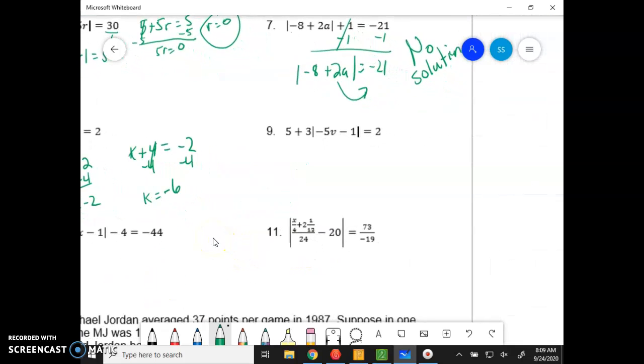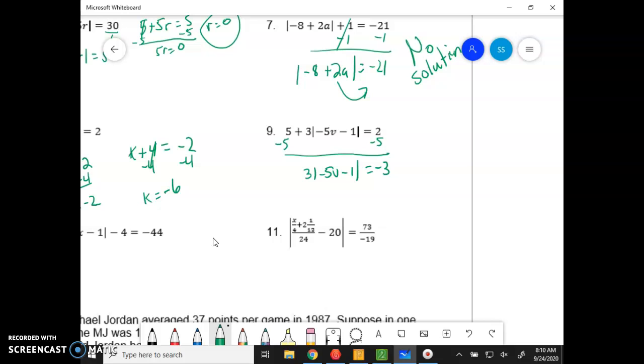All right, number 9. We've got two things we've got to do. So the first thing is subtract 5. We're going to subtract 5, and we're left with 3 times the absolute value of -5v minus 1 is equal to 2 minus 3, which is -3. And then don't stop here yet. If you see a negative, it's not automatically a solution. Make sure you remove everything outside the absolute value bars first.